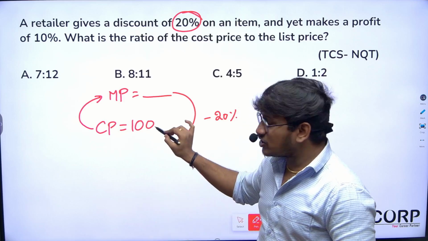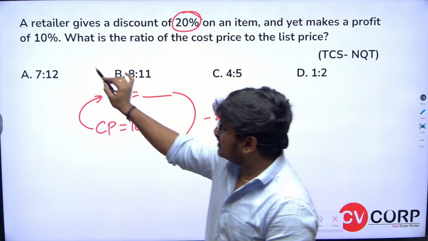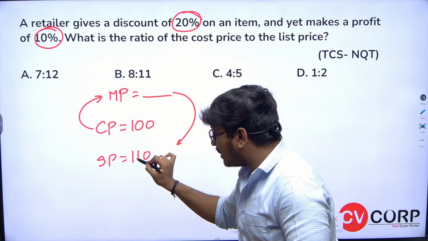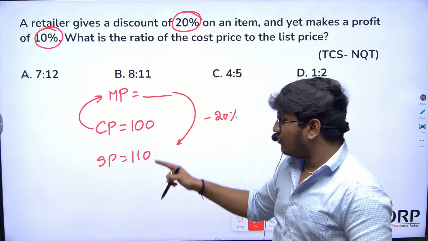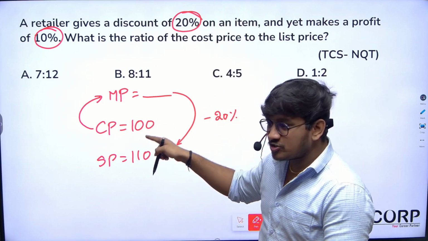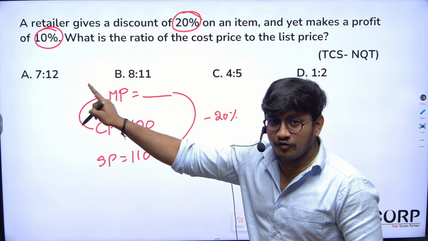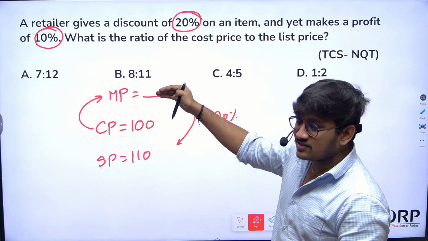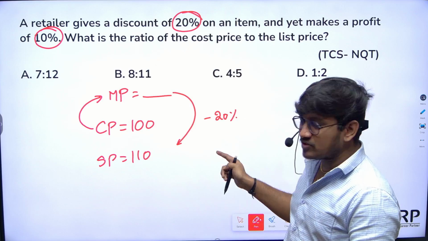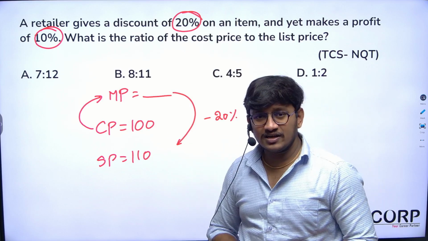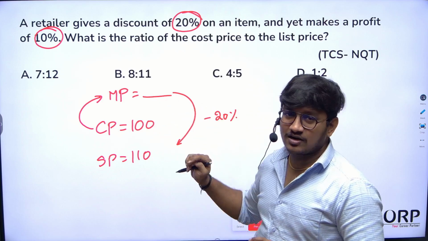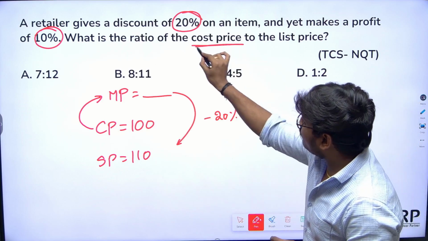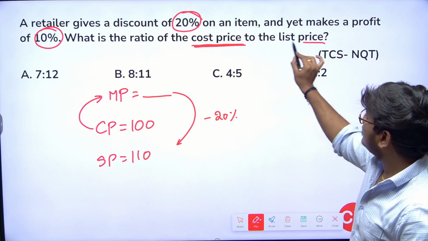Now actually what is the cost price? 100. Now when he is getting a profit of 10%, what should be the selling price here? Is it 110? I hope you all are clear. Why 110? I'm assuming cost price is 100, so with a profit of 10%, his selling price should be 110. Now from market price, he has given a discount of 20% and he got a value of 110 as selling price. What will be the market price? Now if you observe the question, what is the question actually? What is the ratio of cost price to market price, correct?